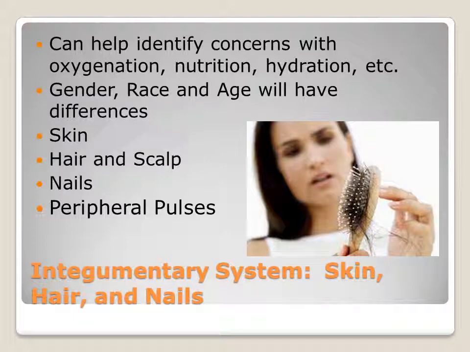With skin, you're looking at color, moisture, temperature, texture, turgor, vascularity or capillary refill, edema, wounds, lesions, etc. Anything out of the ordinary. With the hair and the scalp, what type of hair? Is it a normal color, distribution, thickness, texture? With the nails, you're looking at the color, not necessarily polish color, but you're looking at the color of the nails, texture, shape, length, ridges, wounds, presence of any fungus or infection.